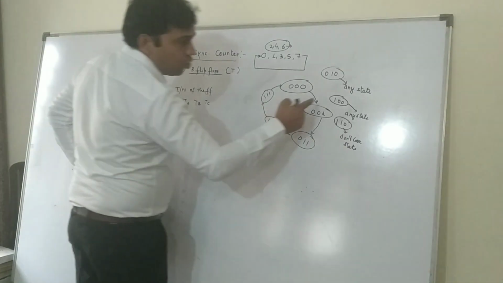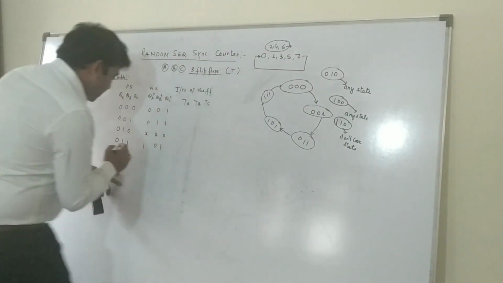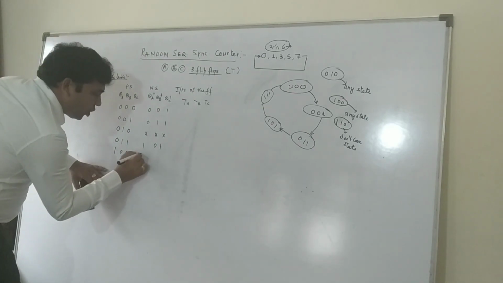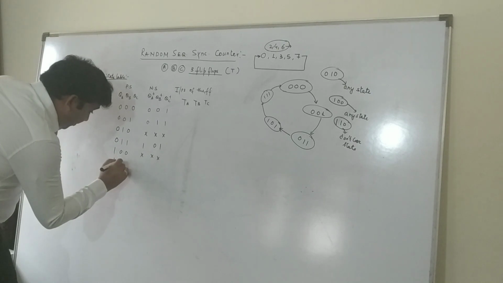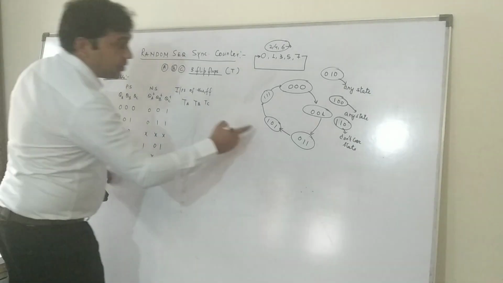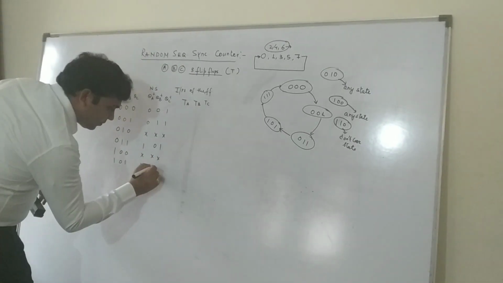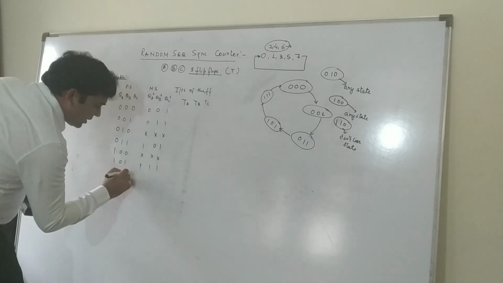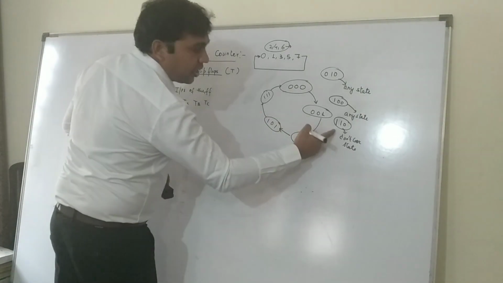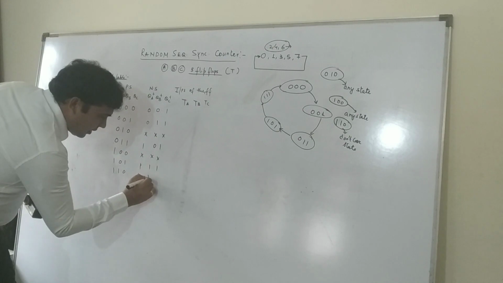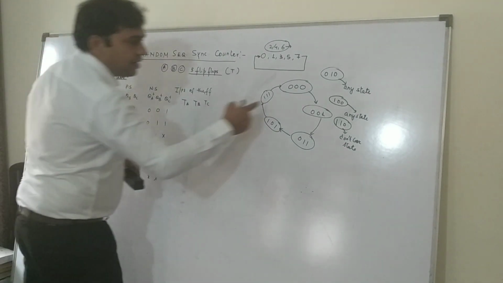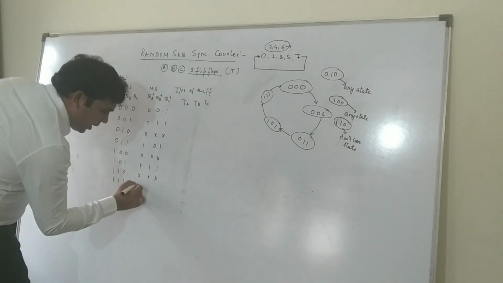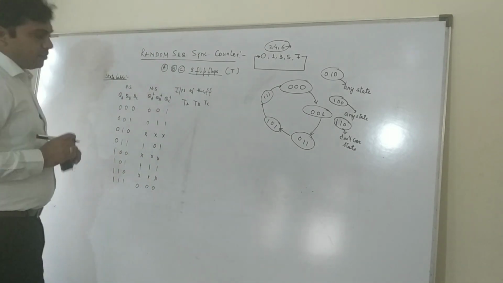Whenever 1, 0, 0 is the present state, the next state is don't care. Whenever the present state is 1, 0, 1, the next state has to be 1, 1, 1. Whenever the present state is 1, 1, 0, I do not care about the next state. And whenever the present state is 1, 1, 1, the next state has to be 0, 0, 0. Like this.